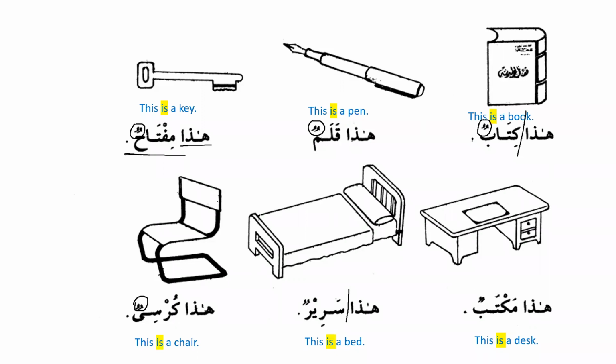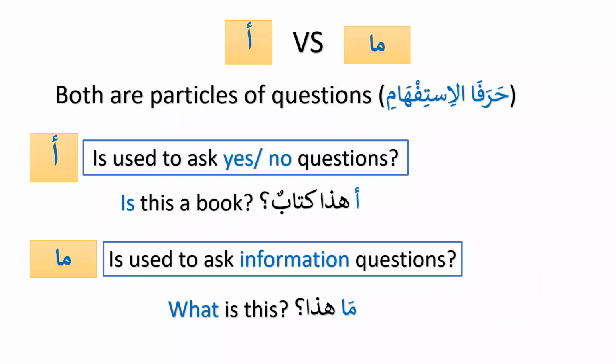So this is a chair, as we can see over here. And then we move on to learn about ma, and we have to learn about hamzatul istifham. What is this? Hamzatul istifham, hamza of interrogation or interrogative hamza, that is used to ask questions.